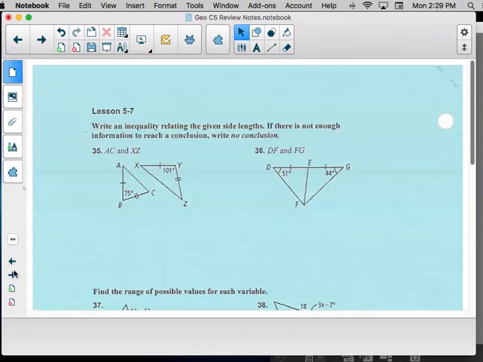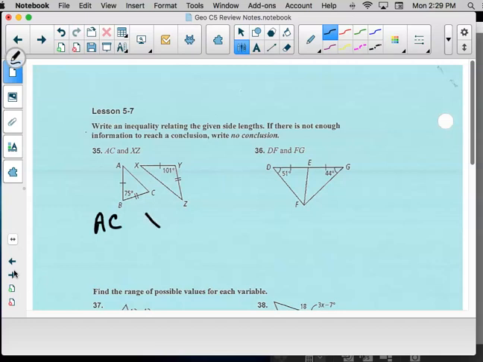Now, on the very last page of this, we're asked to determine which is bigger, AC or XZ. This is the side-angle inequality because the sides are the same. So it's this angle, and then we're looking at AC. AC is across from 75, XZ is across from 101, and XZ is bigger.